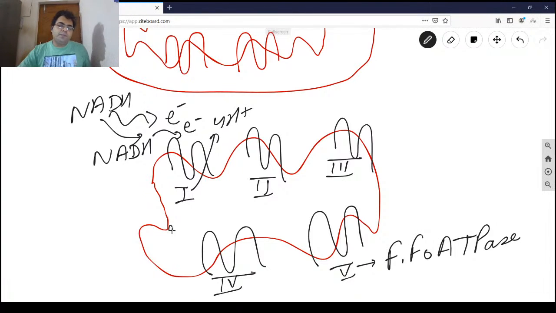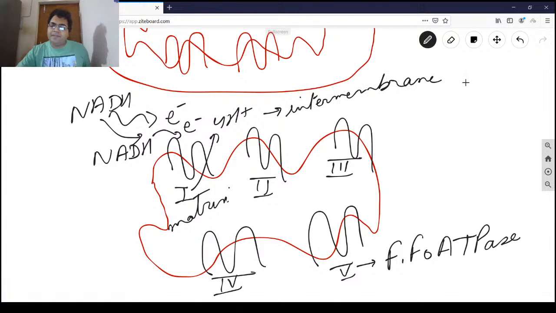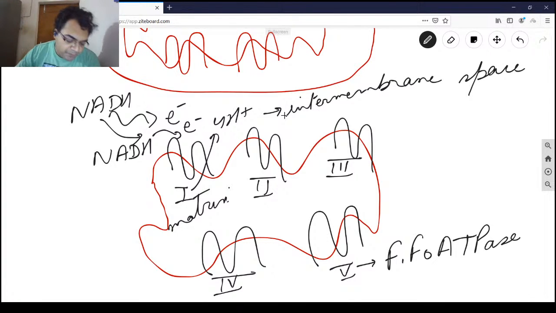is pumped from the matrix to the intermembrane space, that is the space between the inner mitochondrial membrane and the outer mitochondrial membrane. Okay, now that is known as the intermembrane space. Now 4H plus is thrown out of the entire matrix.